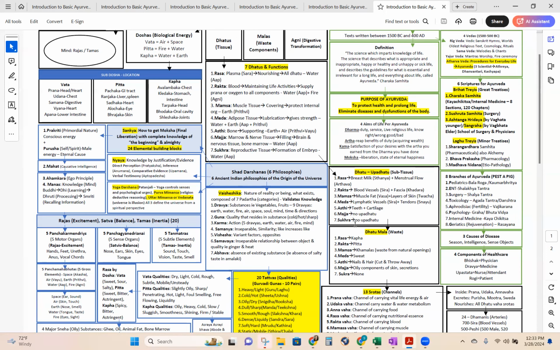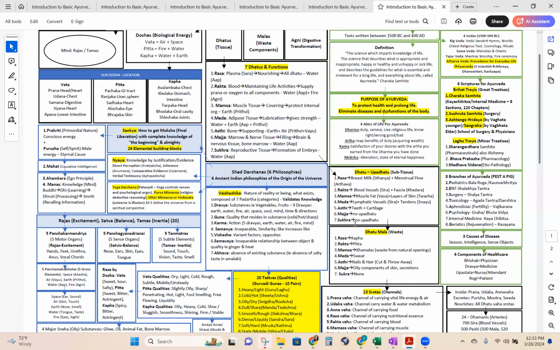So the 5 motor organs are the hands, the feet, the urethra, the anus, and the vocal cords, the ones of Rajas, excitement, movement. And the 5 sense organs, the nose, the ears, the skin, the eyes, and the tongue, are sattvic, balance. The 5 subtle elements are tamas, inertia: sound, touch, vision, taste, and smell.